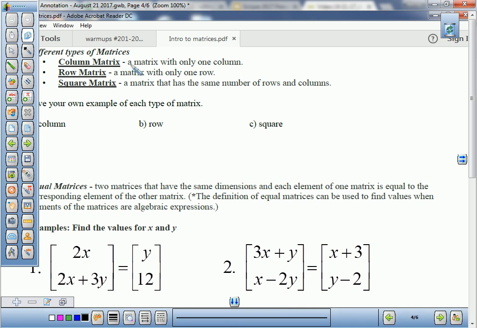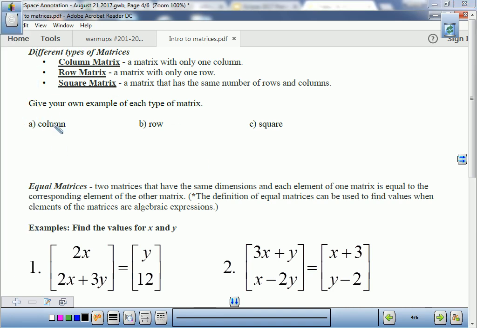We have a column matrix. That's a matrix that only has 1 column. A row matrix. That's a matrix that only has 1 row. And then a square matrix. And we will be performing various operations on square matrices by hand. A square matrix has the same number of rows and the same number of columns. So take a minute. Give yourself an example of a column, a row, and a square matrix.